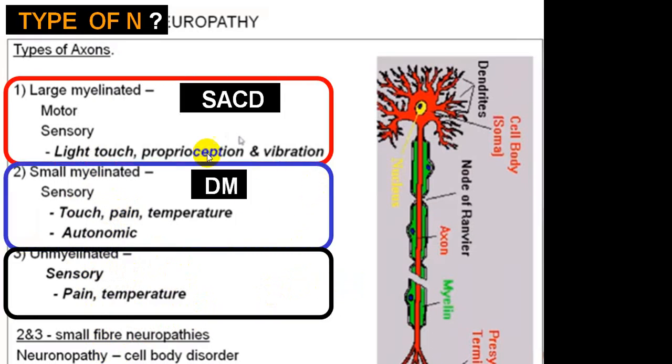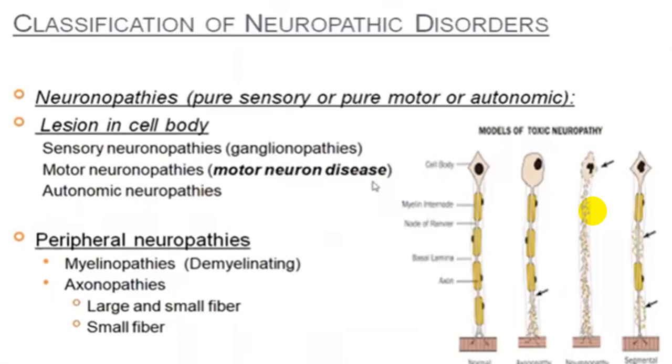A classical example of large myelinated fiber involvement is subacute combined degeneration, and small fiber involvement is of diabetes. That's why we very frequently say that in a person who comes to you with small fiber involvement, that is loss of pain and temperature sensation distally, which is due to diabetes, usually the recovery chances are less.